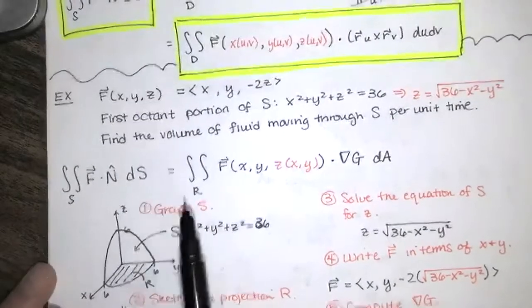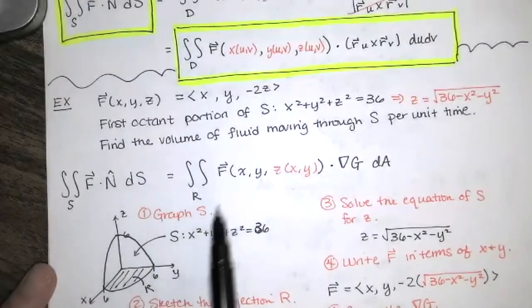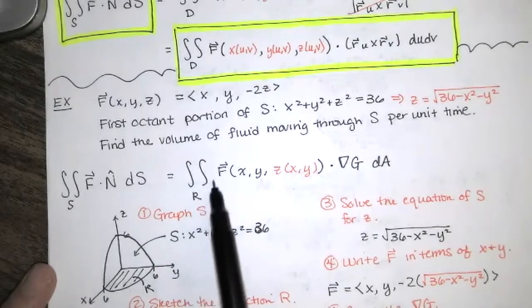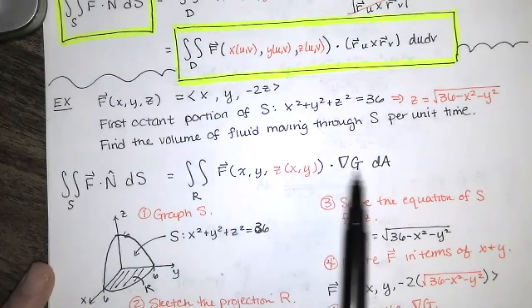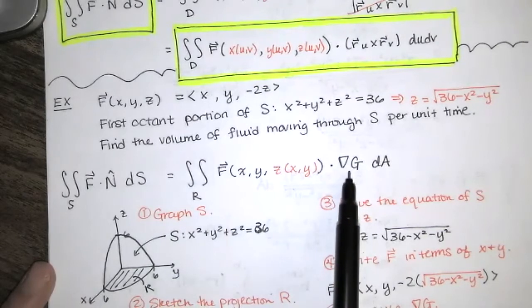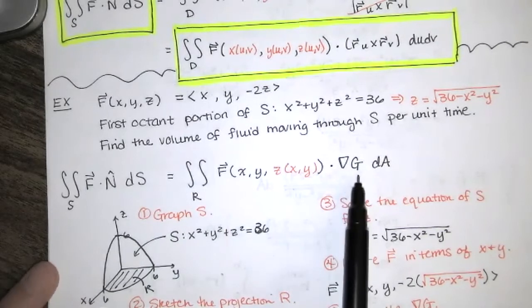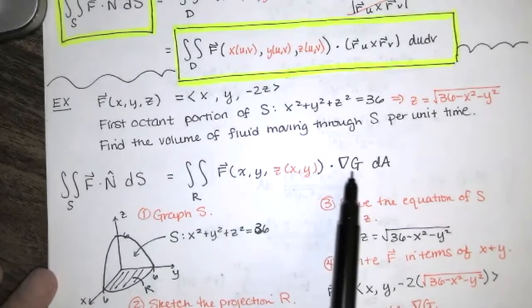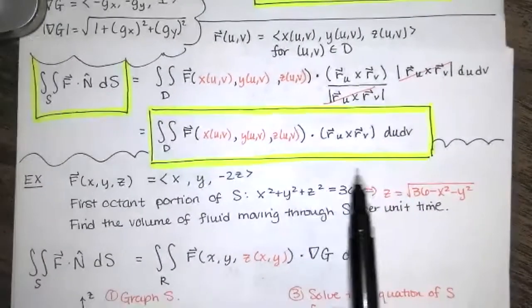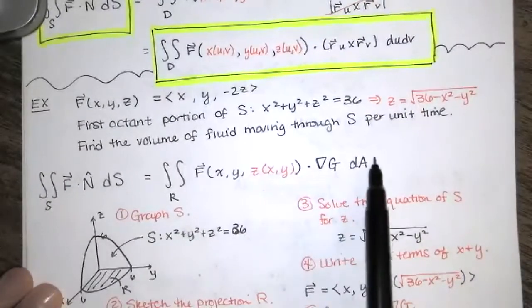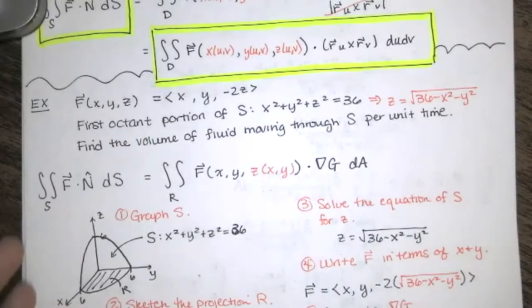But here's the idea with the surface integral. You've got to sketch this surface S, look at the projection R into the XY plane, find your field in terms of x and y, find your normal vector in terms of x and y. It doesn't have to be a unit normal. You just find the normal because the magnitudes cancel out from the dS, and then you multiply by dx dy or dy dx.